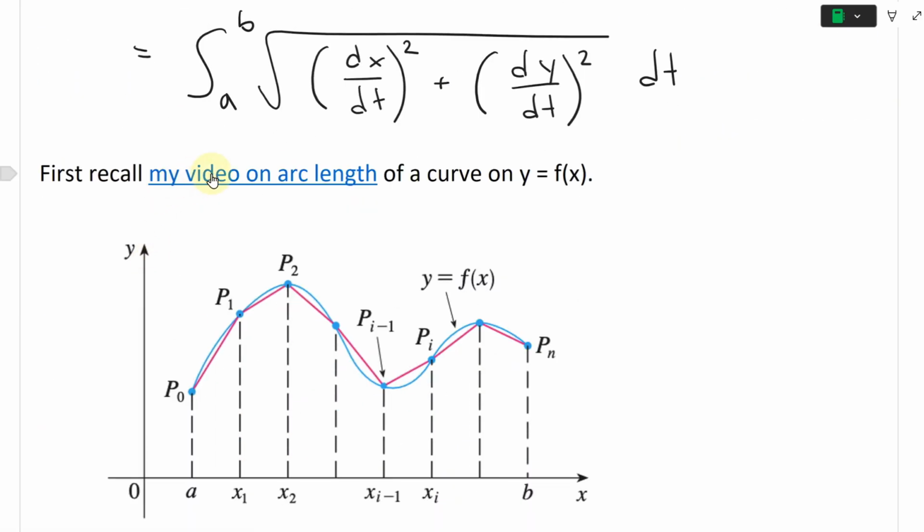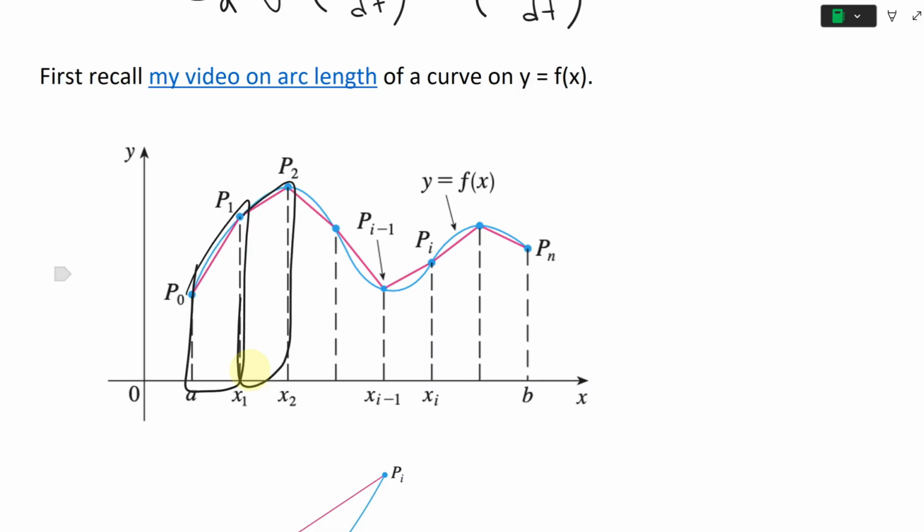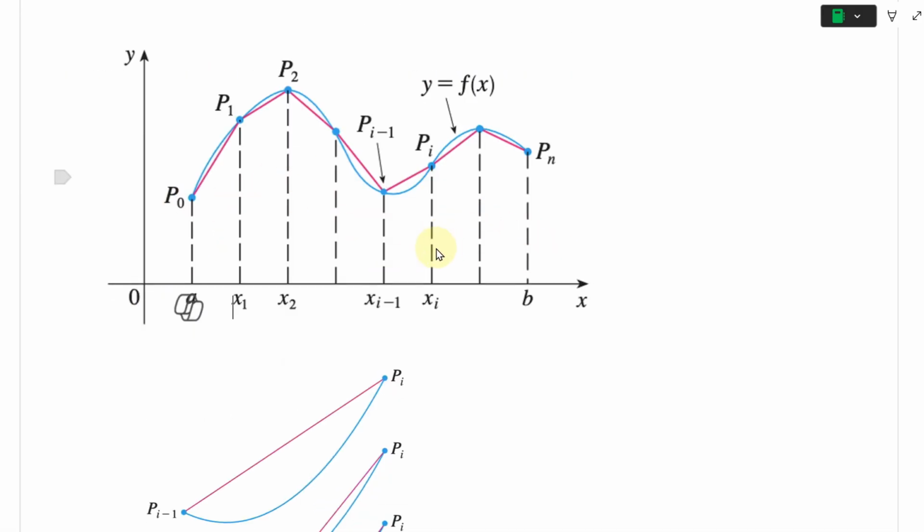So first recall my video on arc length of a curve on y equals f(x). So this is just the basic one, not the parametric equation one. So if we have y equals f of x, like this is the blue curve. So yes, that's the blue curve like that. And so if we have something like that, basically what we do is separate these up into, these are the polygons it's talking about, like this. Like that in this case is just like, yeah, this is a polygon, a four-sided one. And then basically you draw a line between each one, and then you would sum all these up to get the full arc length, and as the limit goes to an infinite amount, it gets closer and closer.